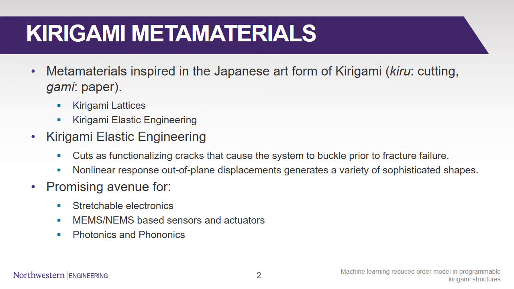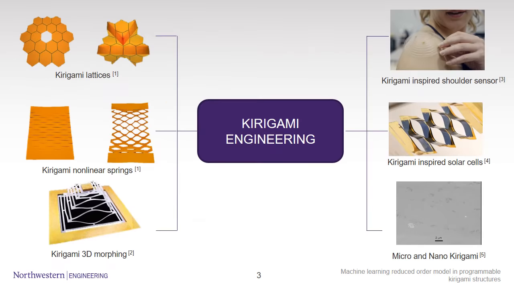And Kirigami metamaterials are a promising avenue for stretchable electronics, MEMS and NEMS, which are micro and nano electromechanical systems, and photonics and phononics. Here in this slide, we can see some of these examples of Kirigami lattices, Kirigami nonlinear springs, and then some more advanced applications of these concepts in sensing, actuation, and energy harvesting.